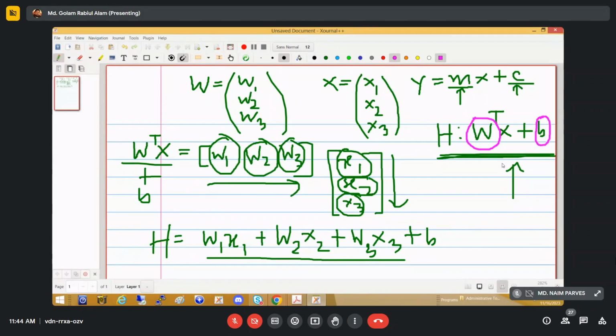Also the B. So W, we can see W is now a vector. That means we need to find out the values of W1, W2, and W3. These are the learning parameters: W, that is W1, W2, W3, three learning parameters here, and B. So in our support vector machine, we will try to find out the optimal values of W1, W2, W3, and also B.